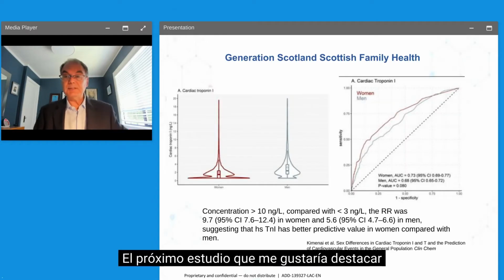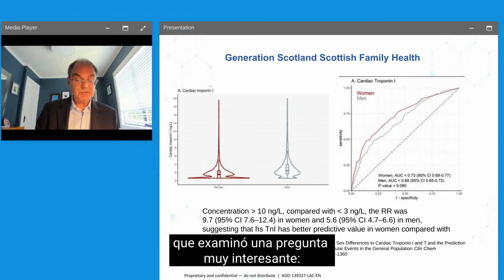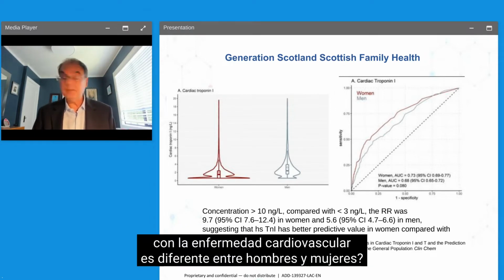The next study I'd like to highlight is the Generation Scotland Family Heart Study, which examined a very interesting question: is the association of high-sensitivity troponin I with cardiovascular disease different in men and women? And the answer is yes.